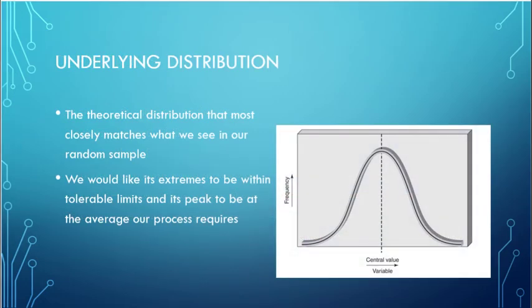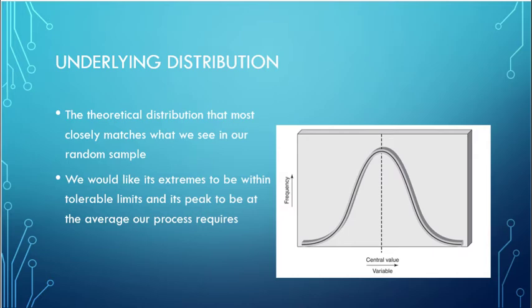In order to really understand these topics, we need to understand a concept called the underlying distribution. Remember, whenever we're gathering data, what we're doing is getting a random sample from some population. The underlying distribution is the theoretical distribution that most closely matches what we see in our random sample. So the inference that we make from the random sample to the underlying distribution essentially is us looking at that random sample and trying to understand what would be the parameters of the entire population. There are statistically valid ways to do that, which we will study.